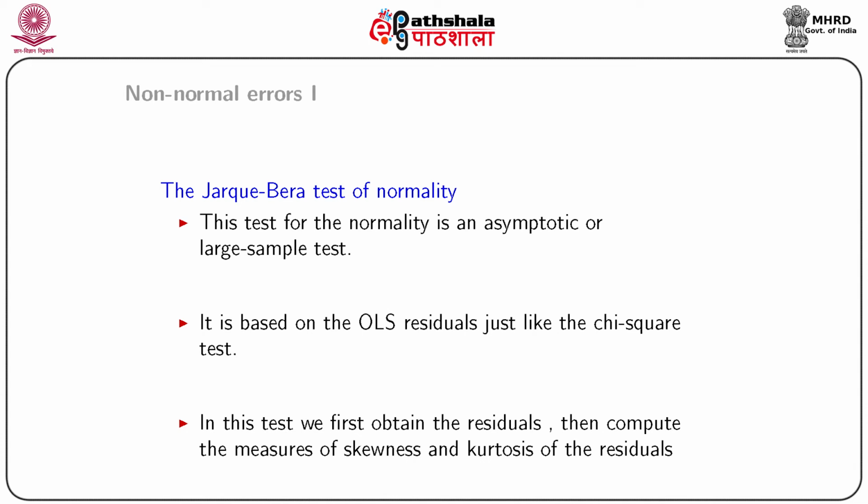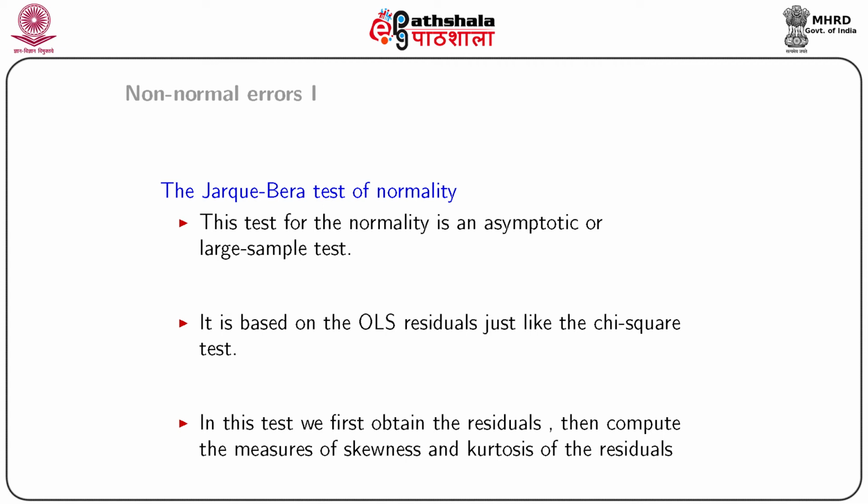Now the next test which we use to test for normality is the Jarque-Bera test of normality. In this test for normality, we assume asymptotic or large samples. In case of this test, we assume that the sample size or the number of observations that we have is greater than or equal to 30, which is effectively considered as a large sample. So we assume a large sample to perform this test.